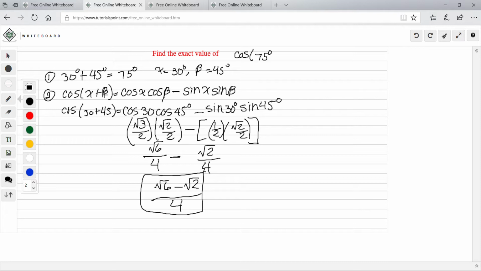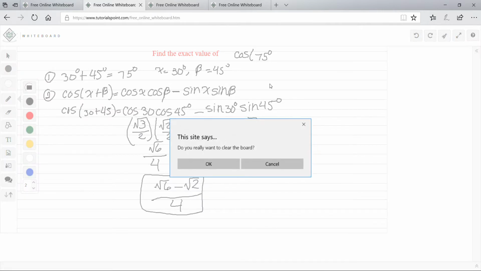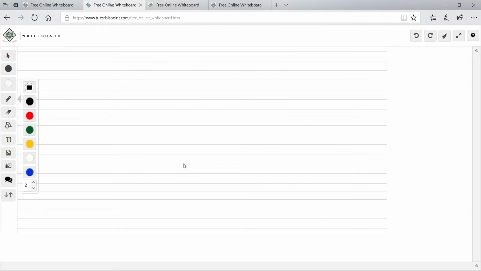Let's do another one, same idea. We have to find the exact value of cosine of pi over 12.